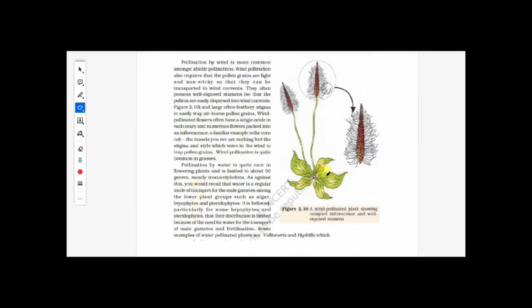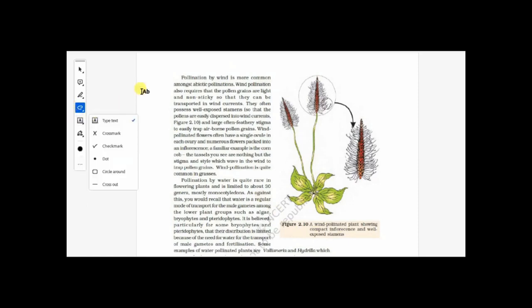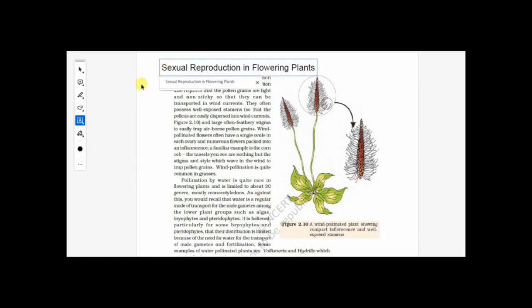You can see the NCERT line here and the pictures related to the topic, and this is from the chapter known as sexual reproduction in flowering plants.